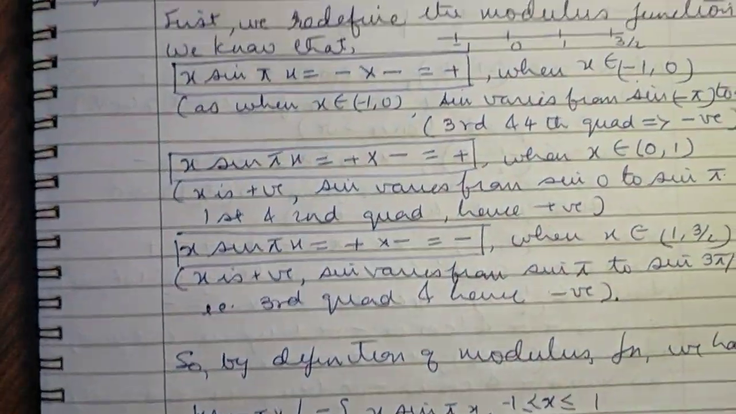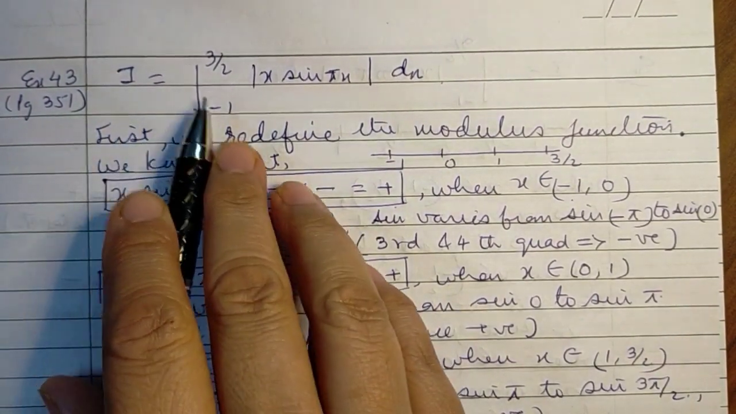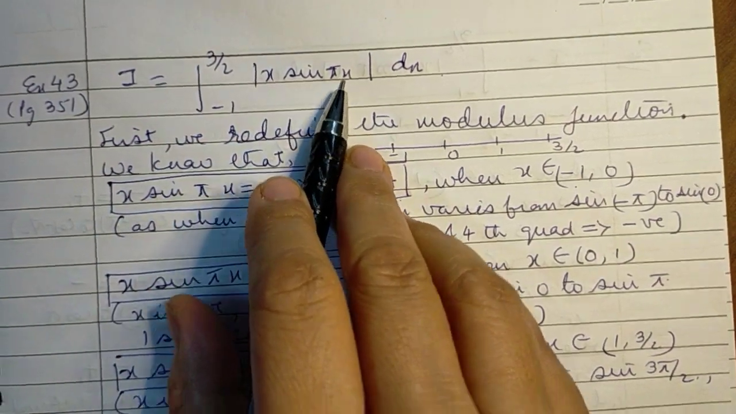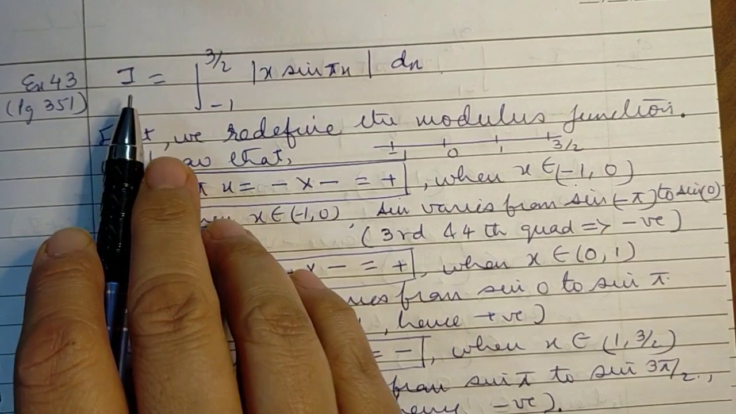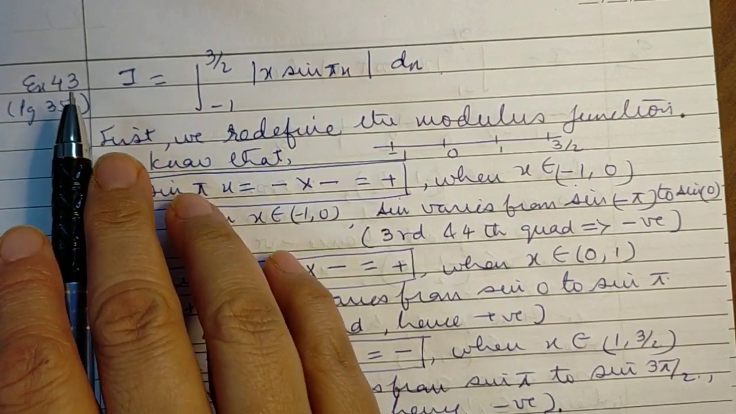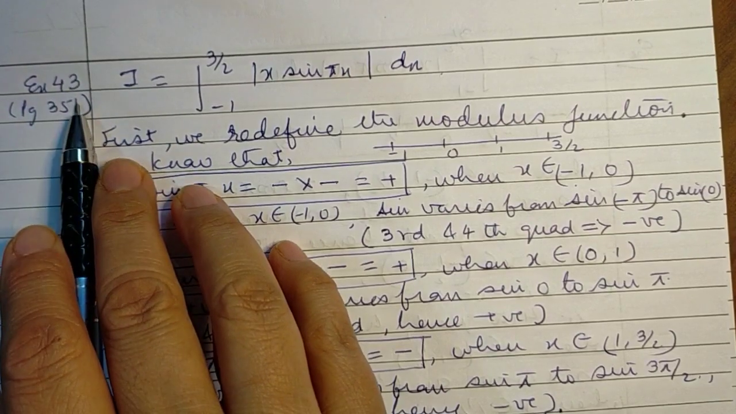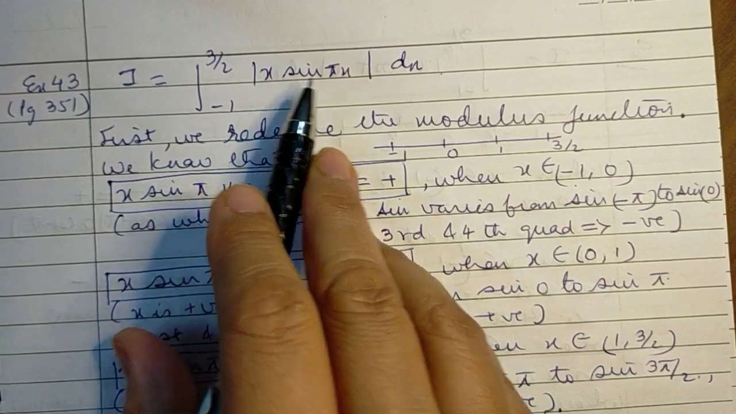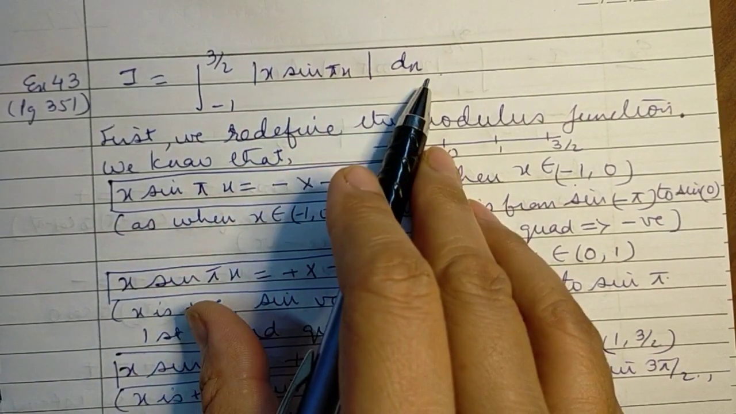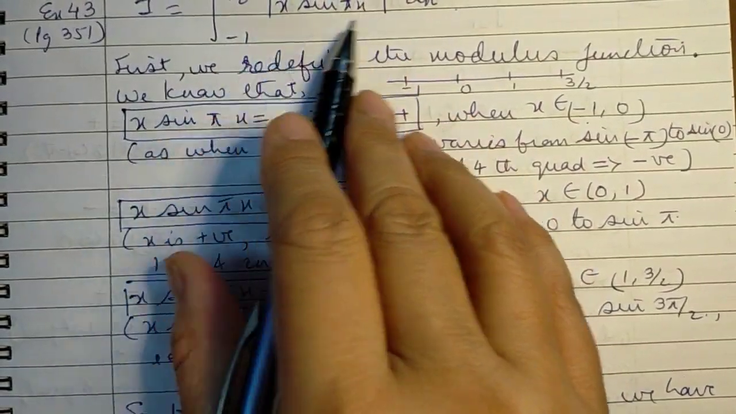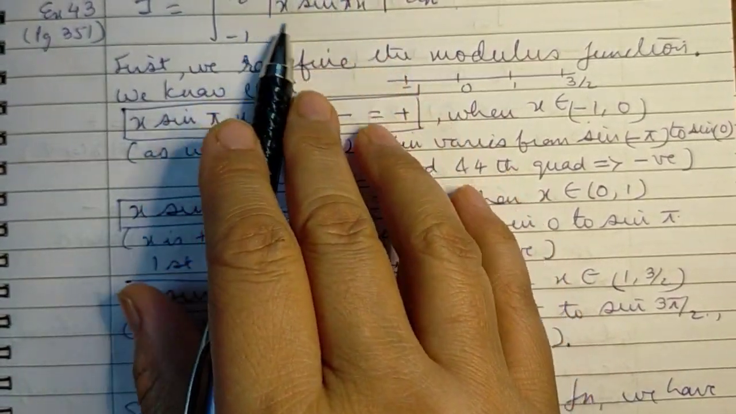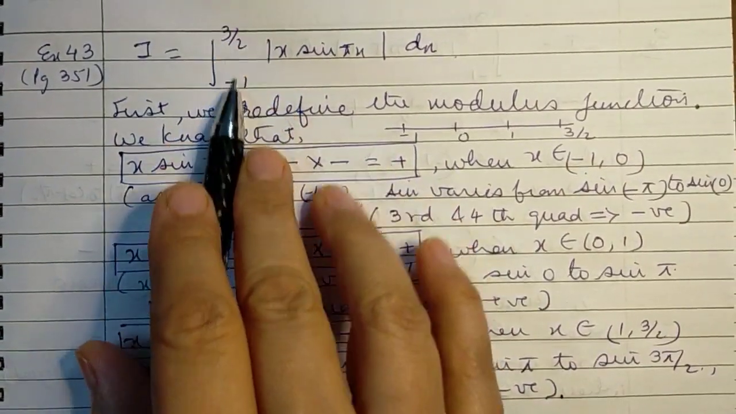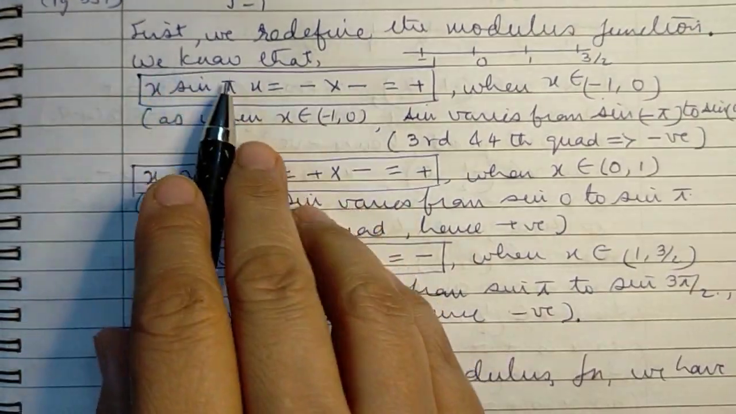Now let's take up one more question. It's a question which is a definite integral involving modulus functions. This is again a solved example from the NCERT, solved example 43. It says integral from minus 1 to 3 by 2 of modulus of x times sine pi x dx. Now just as in the usual modulus questions, we have to first redefine the modulus function and then accordingly decide the intervals. So let's see what we get.